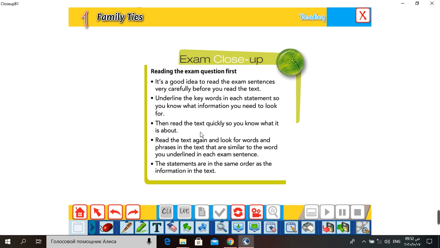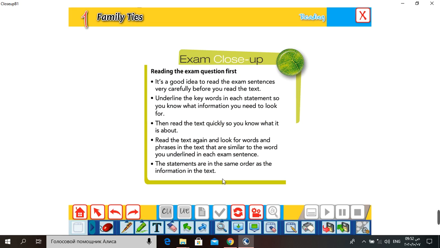Then read the text quickly so you know what it is about to find out the main idea. And read the text again and look for words and phrases in the text that are similar to the words you underlined in each exam sentence. The statements are in the same order as the information in the text.